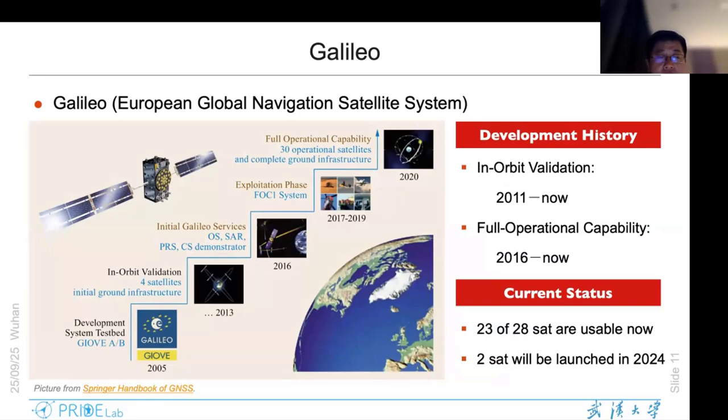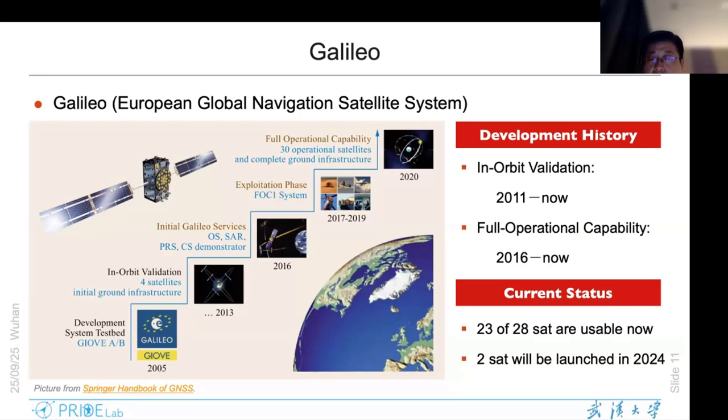The first Galileo satellites were launched in the year 2005, and those were the GIOVE-A and GIOVE-B satellites. Now we have two kinds of Galileo satellites in space. The first type is the in-orbit validation satellite, of which we have only two. They have been operational since the year 2011. The remaining satellites are all full operational capability satellites, launched since the year 2016. So now the Galileo constellation should be composed of 30 satellites, but now we have only 23 in orbit.